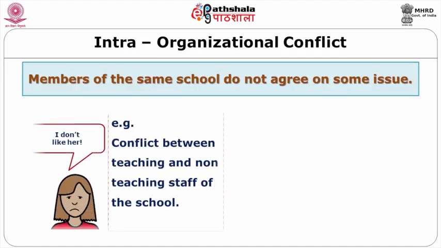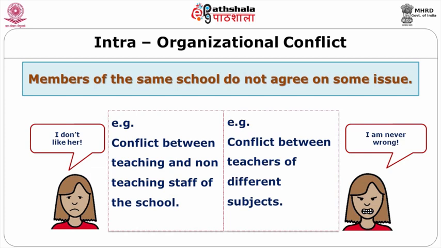The second type is intra-organizational. When I use the term intra-organizational, intra means within. So, it means the conflict within the organization. Now, conflict within the organization means the people who are a part of that particular organization, the conflict among those people is known as intra-organizational. For example, let us take school as an organization. In that particular school, there are teaching staff and non-teaching staff. So, if there is a conflict between teaching and non-teaching staff, it will be considered as intra-organizational conflict.